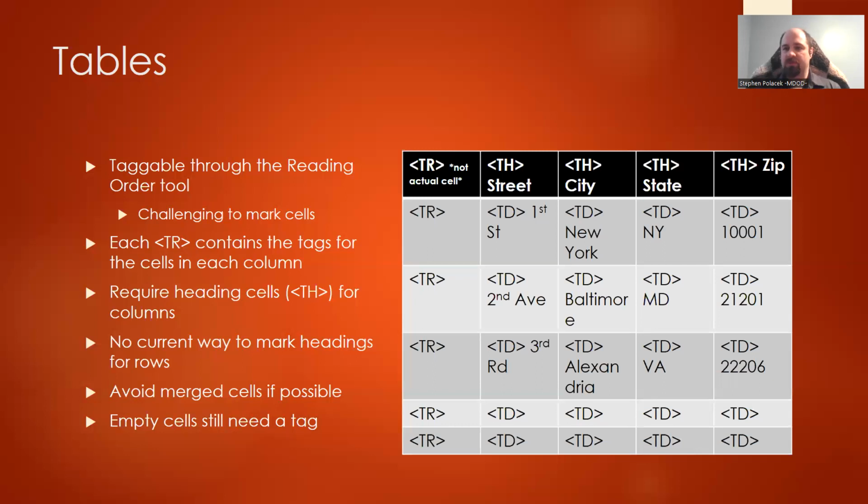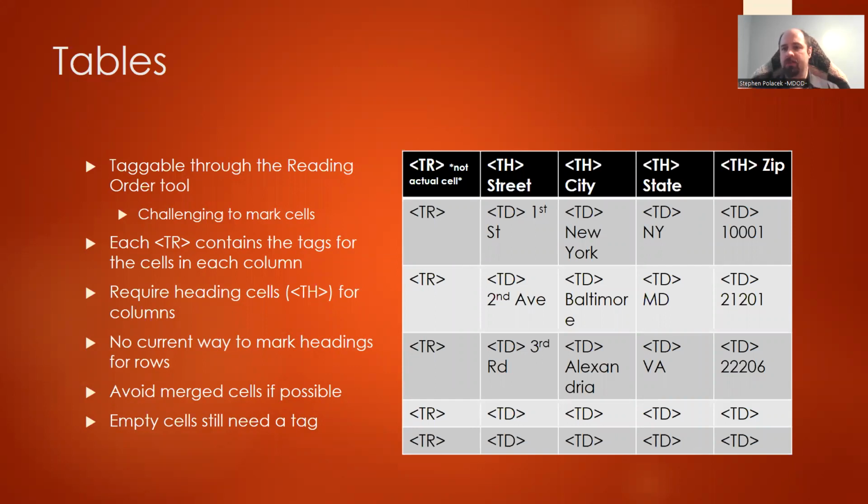A couple key notes to remember: you do want to avoid merged cells if possible. The Adobe tagging system doesn't handle it well. And that's also a good general practice for tables for users of assistive technology, because merged cells might introduce errors in the reading order or in the assignment of headings, or in other cases might mess with their ability to enter data. So it's just general good practice to avoid it, especially with Adobe, because empty cells still need a tag.